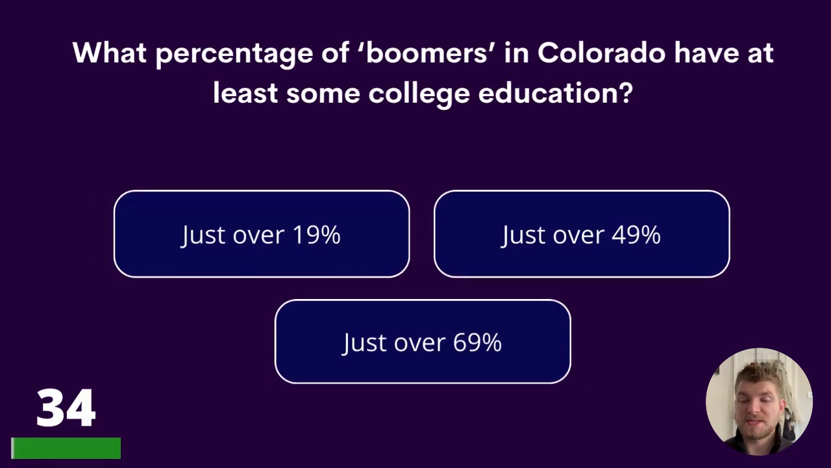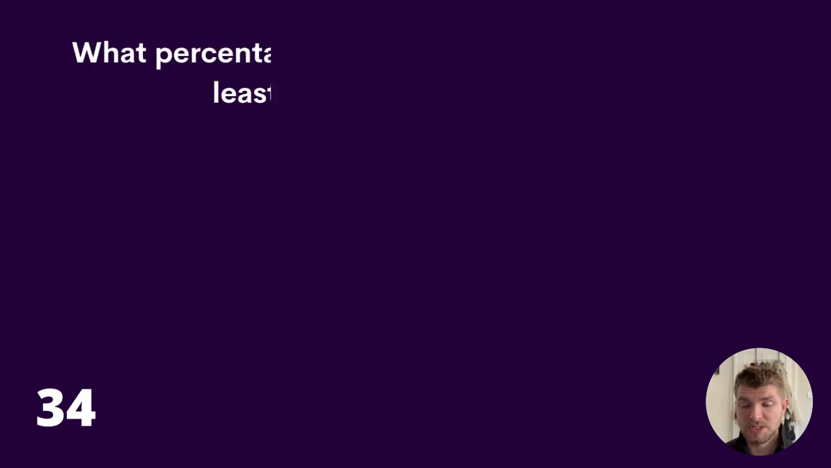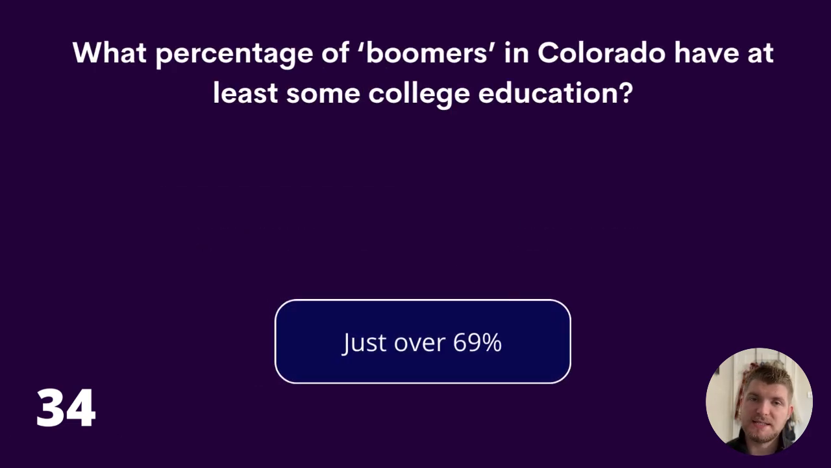34. What percentage of boomers in Colorado have at least some college education? Just over 19%, just over 49%, or just over 69%? The answer is just over 69%.